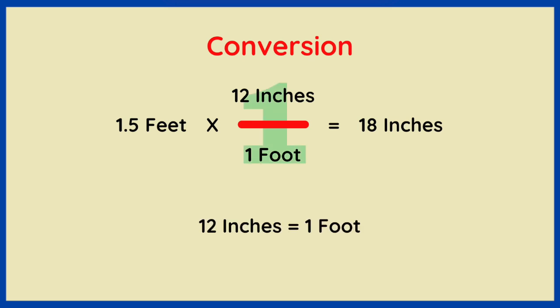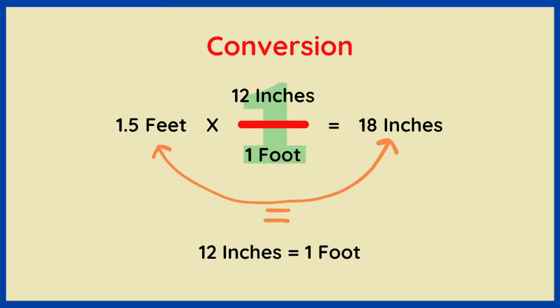The fraction we multiply by is a form of 1, because if 12 inches equals 1 foot, then the top and the bottom are equal. It's as if it were 3 divided by 3, 4 divided by 4, etc. That fraction is 1, and multiplying anything by 1 doesn't change the value, only the form, here from feet into inches. That's why 1.5 feet and 18 inches are equal to each other.